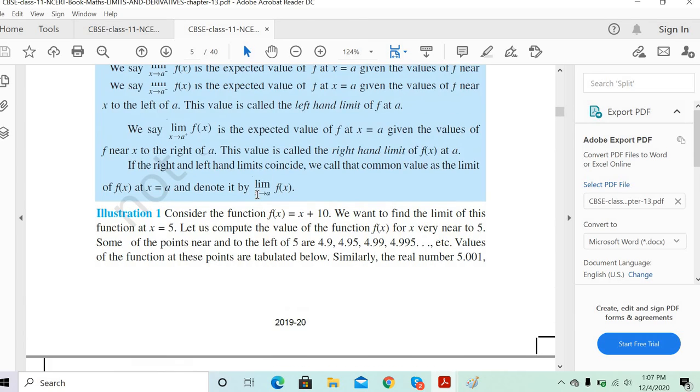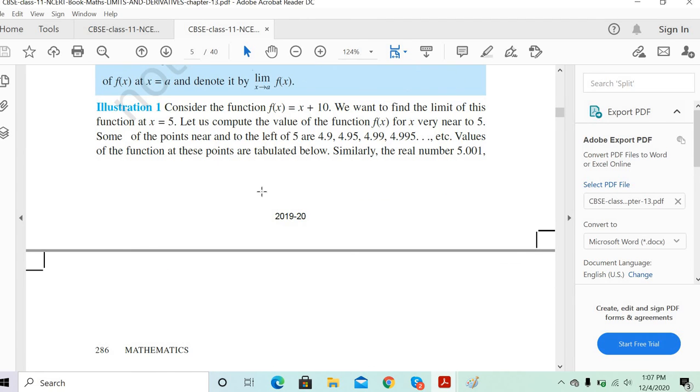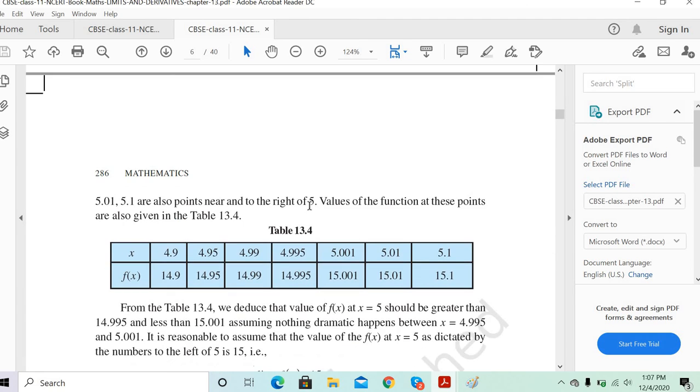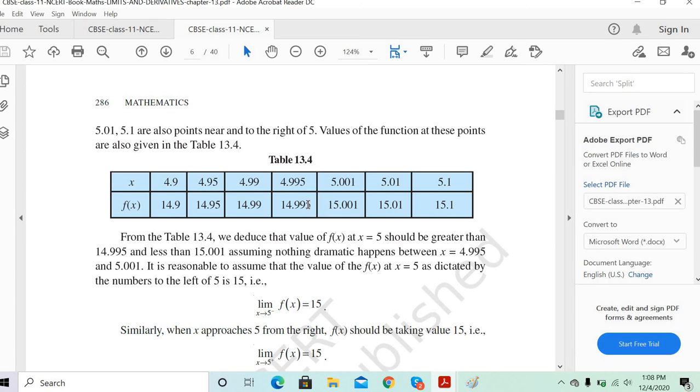Tanisha, did you understand this part, illustration 1? What are we doing in the table 13.4? Basically they're saying that when it comes from the left hand limit and right hand limit, the function is the same. Excellent, you got it perfect. So basically when you come from the left hand side and from the right hand side towards the 5, what is the value of f of x? Which place is f of x reaching?